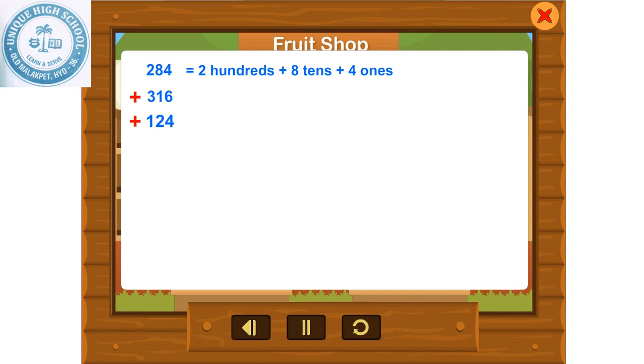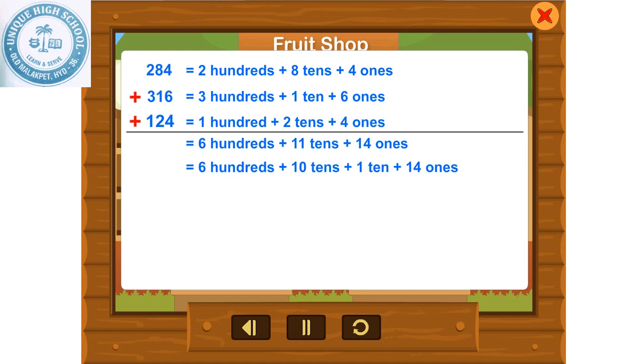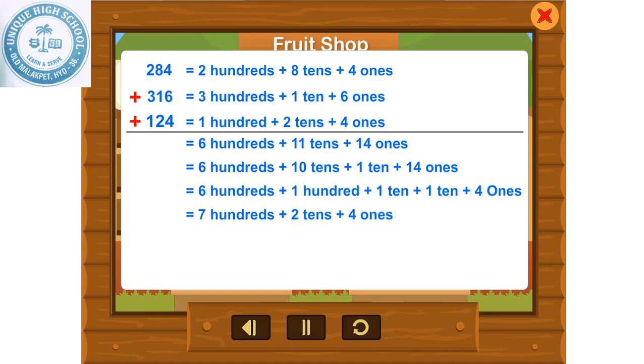124 is equal to 200s plus 8 tens plus 4 ones, plus 300s plus 1 ten plus 6 ones, plus 100 plus 2 tens plus 4 ones, is equal to 600s plus 11 tens plus 14 ones, is equal to 600s plus 10 tens plus 1 ten plus 14 ones, is equal to 600s plus 100 plus 10 plus 4 ones, is equal to 700s plus 2 tens plus 4 ones, is equal to 700 plus 20 plus 4 is equal to 724. Wow! It's very interesting.